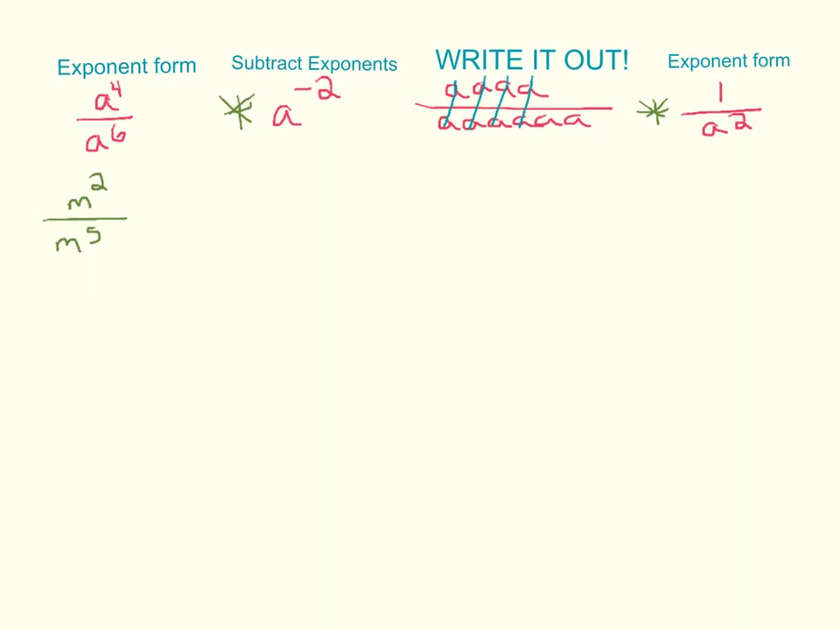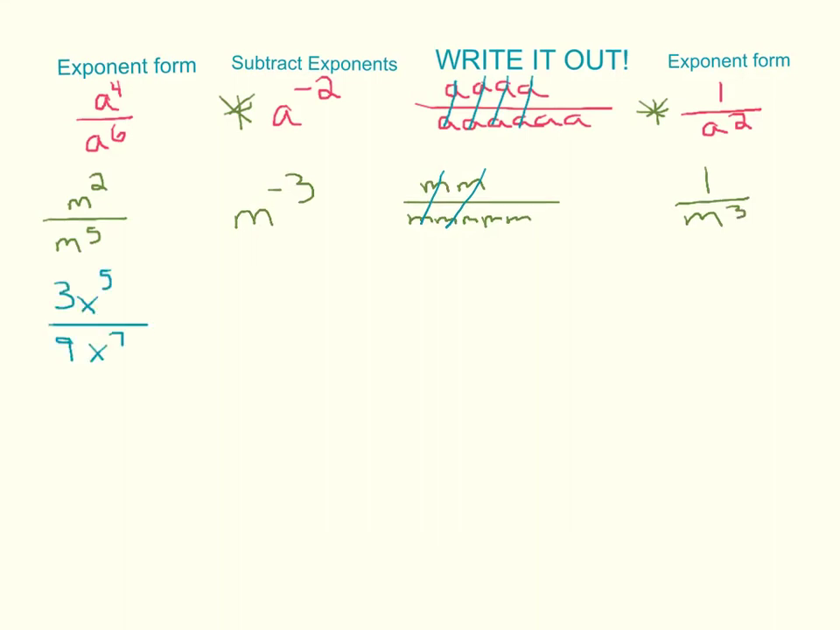Second example, m squared divided by m to the 5th. Subtract your exponents. 2 minus 5 is -3, m to the power of -3. But if we write it out, m squared is m times m, and then you have 5 m's in the denominator. Match up and cross off. If everything leaves the numerator, it means you have 1 on top over. We have 3 left over, m to the 3rd power.